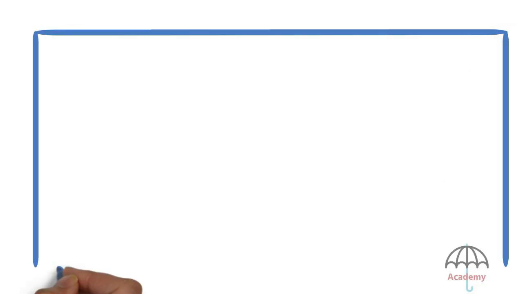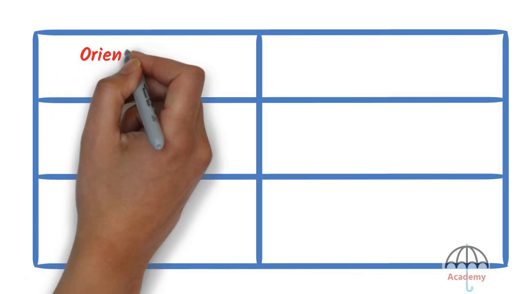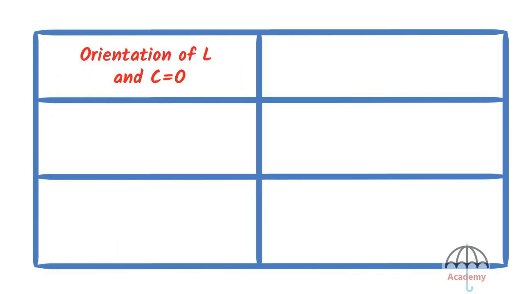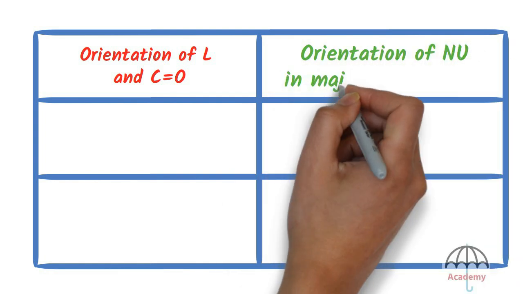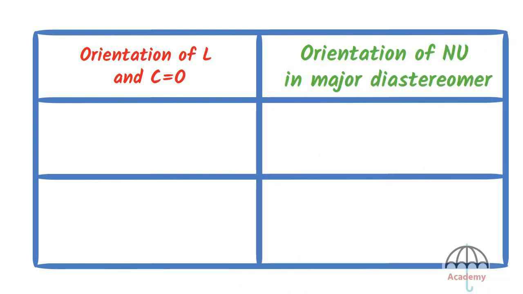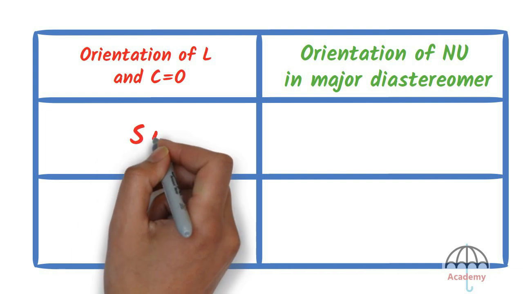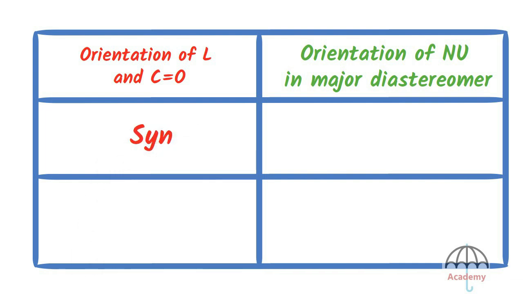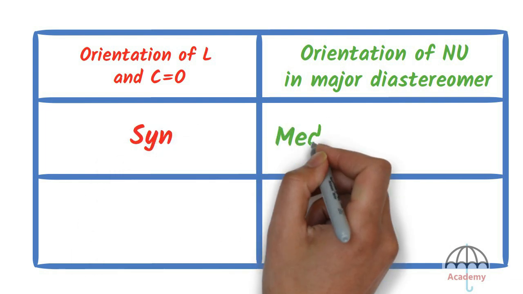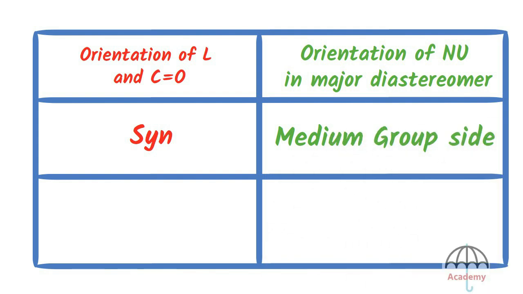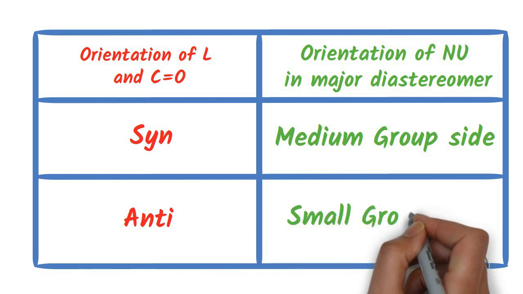Thus, based on the above examples, we can frame a simple trick between the orientation of large group and carbonyl group in the reactant, with the orientation of the nucleophile in the major diastereomer. If the orientation is syn, then in the major product, nucleophile will be on medium group side. If the orientation is anti, the nucleophile will be on the small group side in the major product.